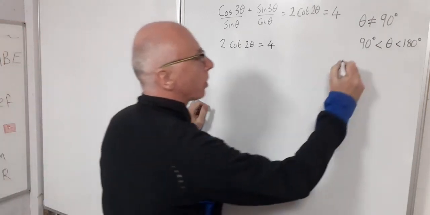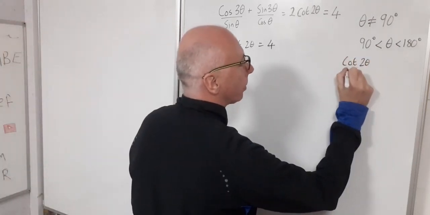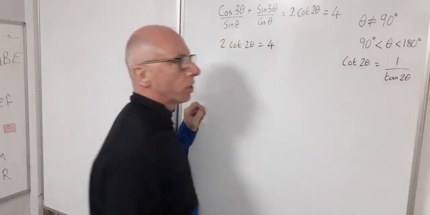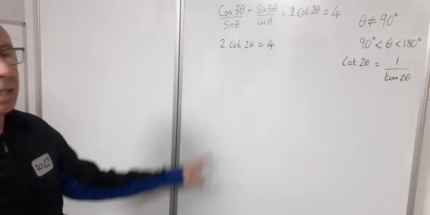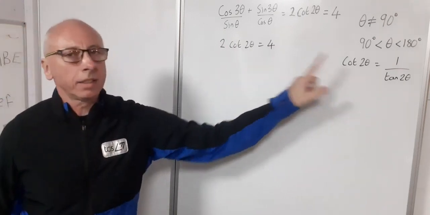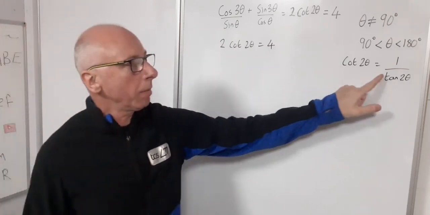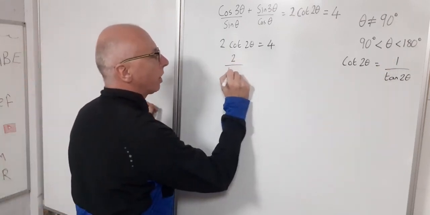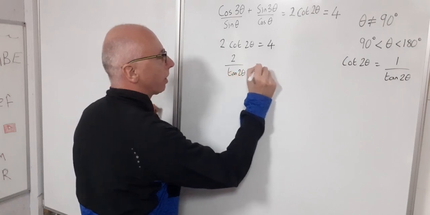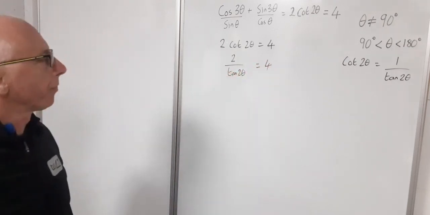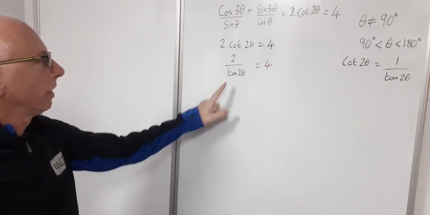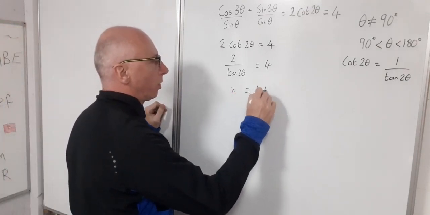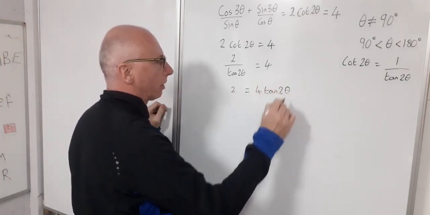Now I know that cotangent of any angle, in this case it's 2 theta, is just the reciprocal of the tangent function. So let's substitute that into this. Well, if I multiply that by 2, I'll just have 2 over tangent 2 theta. So 2 over tangent 2 theta equals 4. Okay, right, let's bring this over to the other side. So 2 equals 4 tan 2 theta.